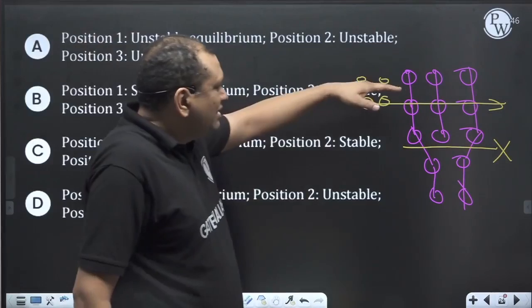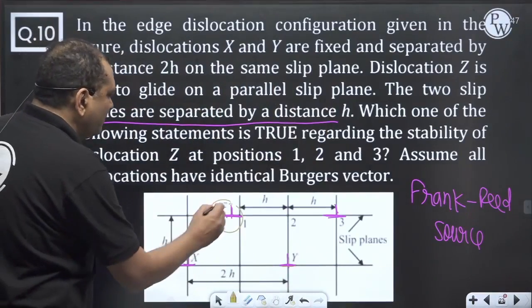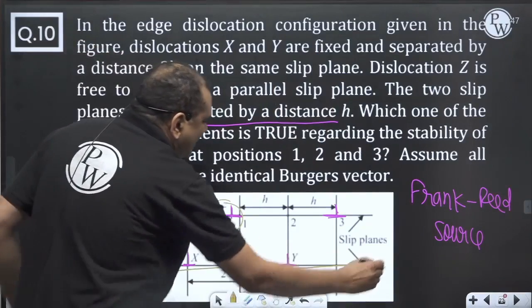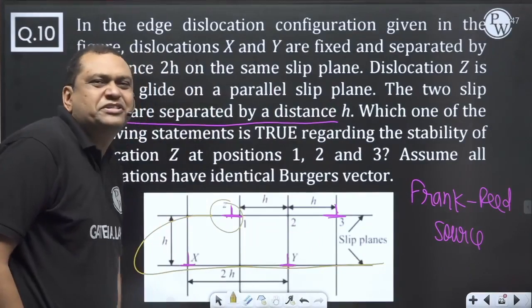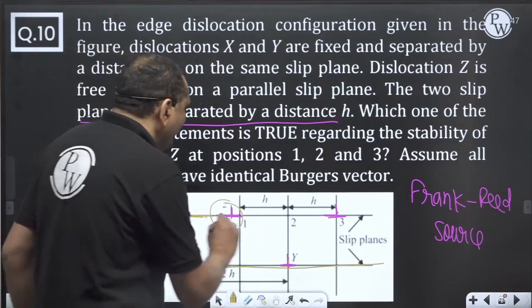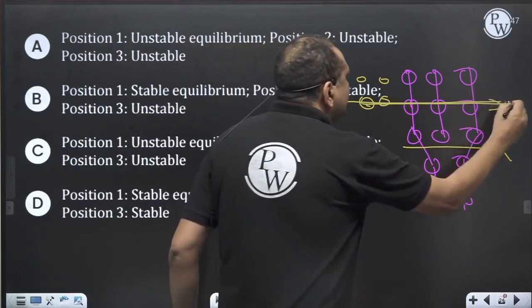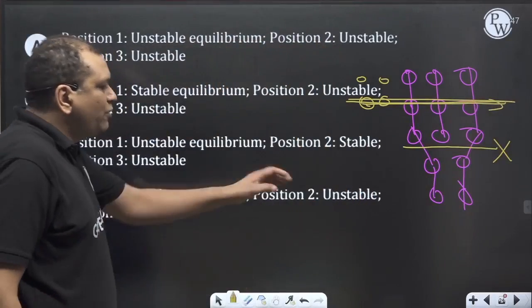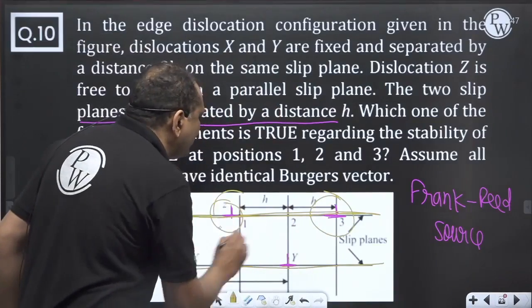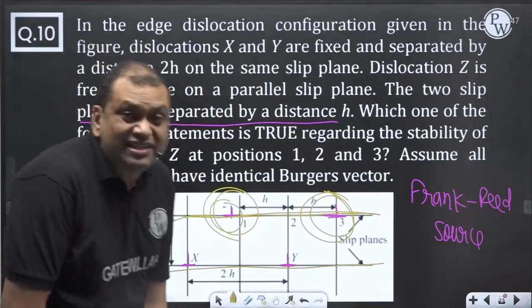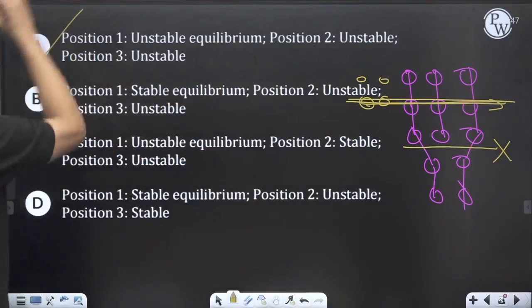So these dislocations will not be able to move through this path because these dislocations are locked, and the interaction between the two dislocations is repulsive in nature. But on this plane, these dislocations will glide. So the position of these dislocations will be unstable. Unstable means they will keep on moving. So option A is correct.